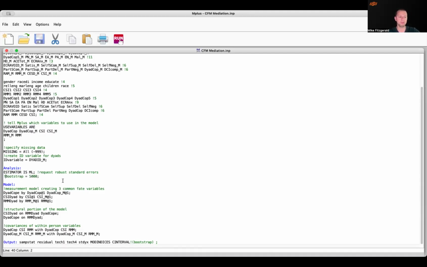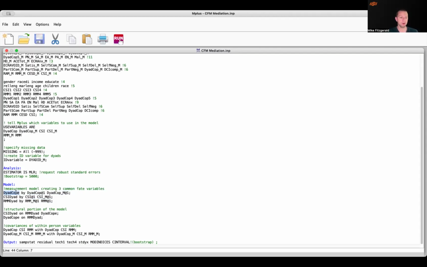But bootstrapping can take a little while. Sometimes it takes as little as 30 seconds, but for more complex models, it can take several minutes depending on the power of your computer. So for ease of demonstration, we are going to be using robust maximum likelihood. In the measurement model, it looks very, very similar to what we had in the baseline common fate model.